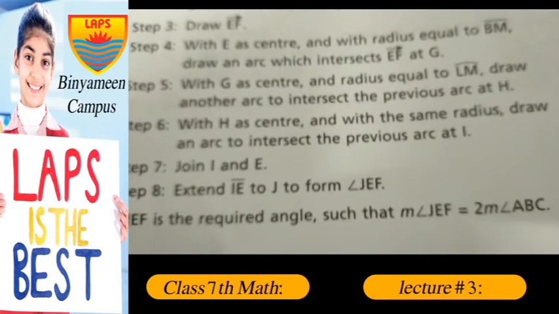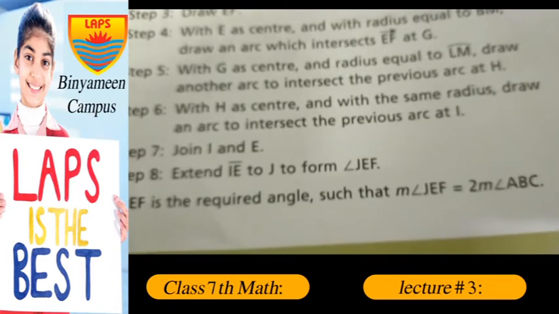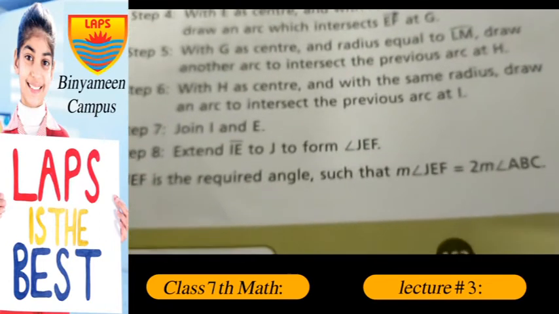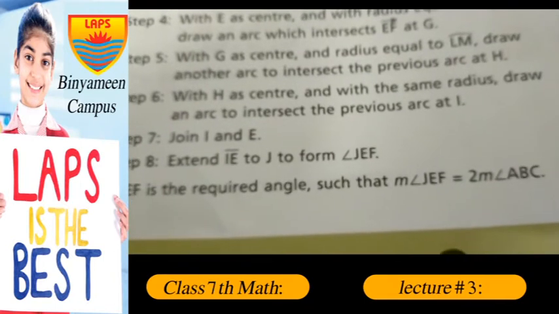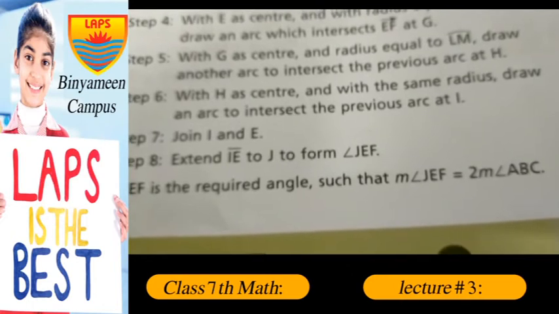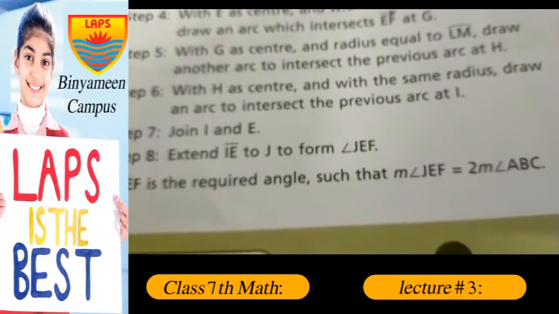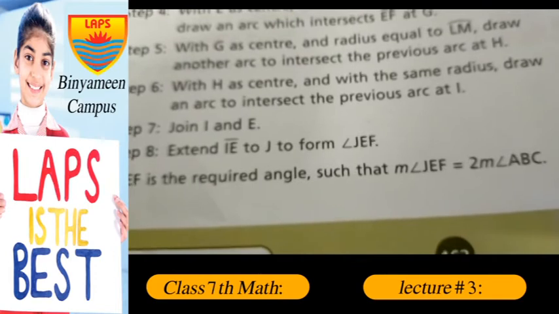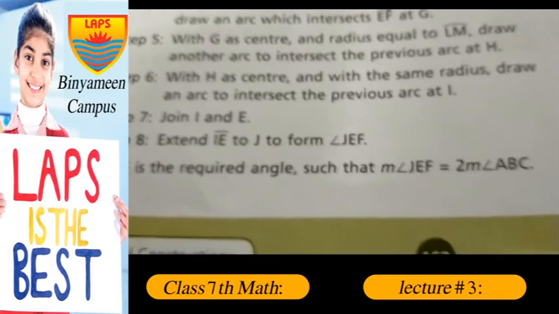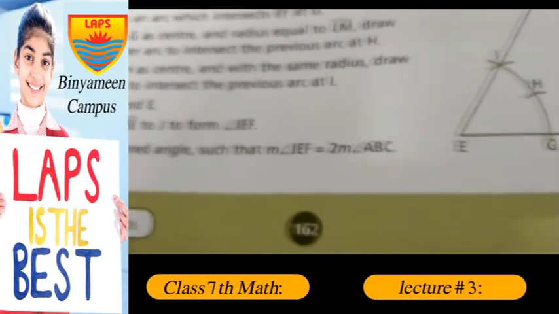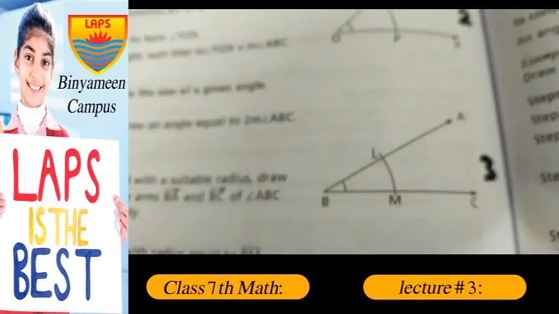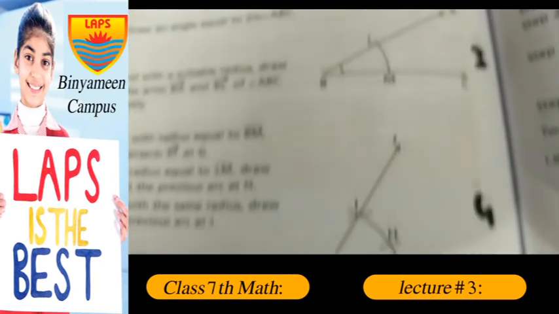Step 6. With H as a center and with the same radius, draw an arc to intersect the previous arc at I. Now step 7. Join I and E. Extend IE to J to form angle JEF, and angle JEF is the required angle such that measure of angle JEF is equal to twice the measure of angle ABC. Look in picture 3 and 4.